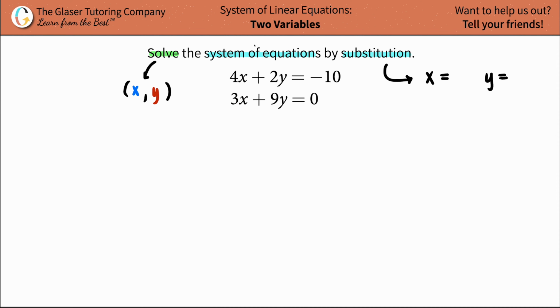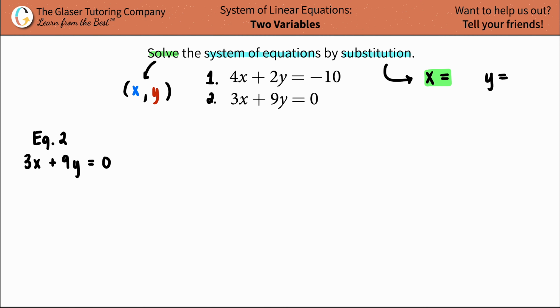So what we're going to do, if I just call this equation 1 and equation 2, what we're going to do is we're going to take equation 2 and solve for x equals. So let's do it. Equation 2. We got 3x plus 9y equals 0.